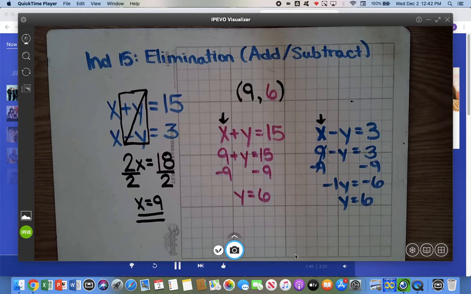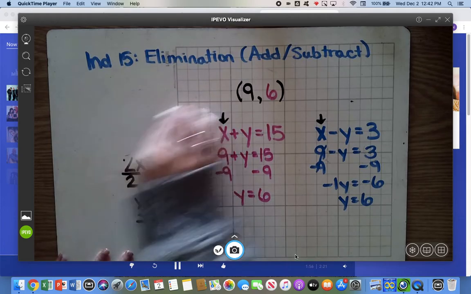So this applies, it doesn't matter which one cancels. It could be the x's, it could be the y's. Whichever one eliminates, you solve for the other variable. So let's do a couple more examples like this.